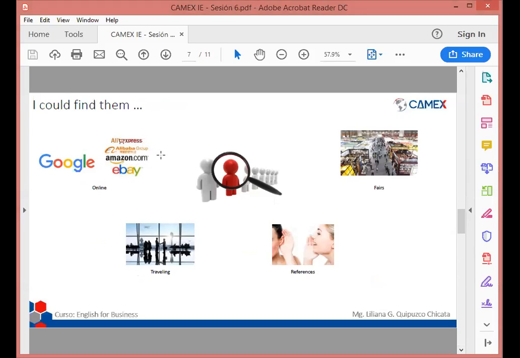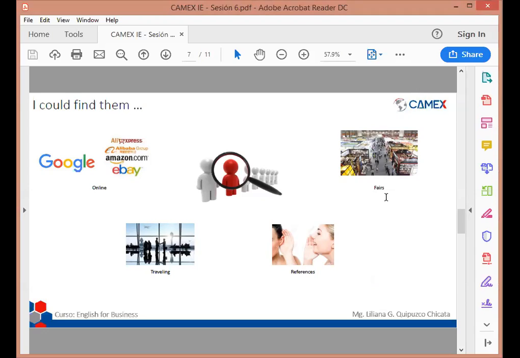You can also find a supplier at a fair. In this case, fairs as trade shows. Let's say, for example, the most important fairs in Asia could be the Canton Fair and the Beijing Fair. But we can also find some fairs here in Peru. Let's say we have Expo Alimentaria.